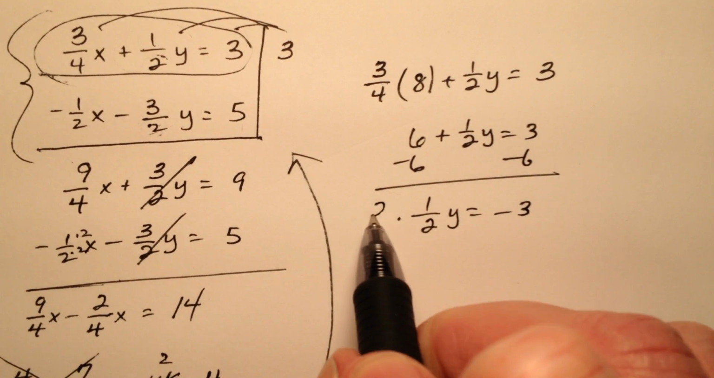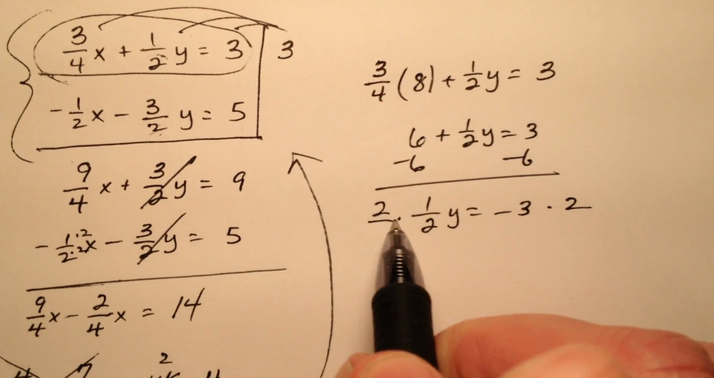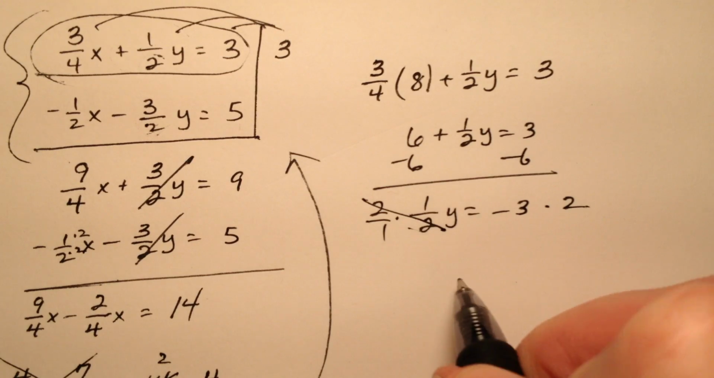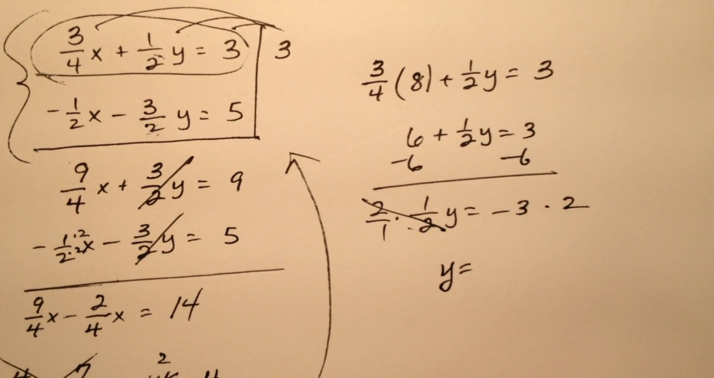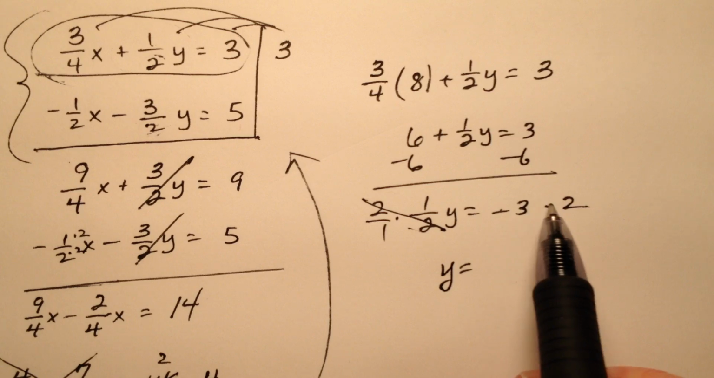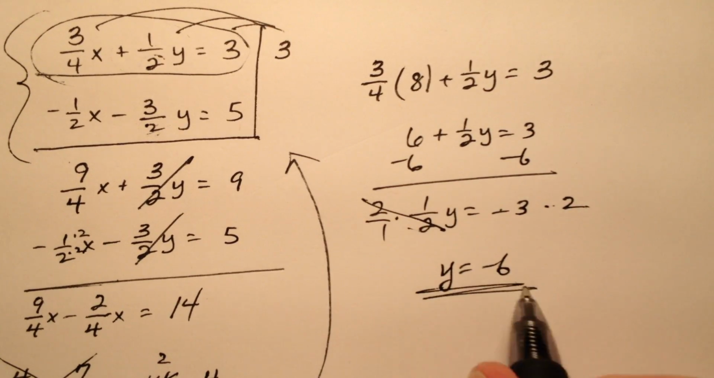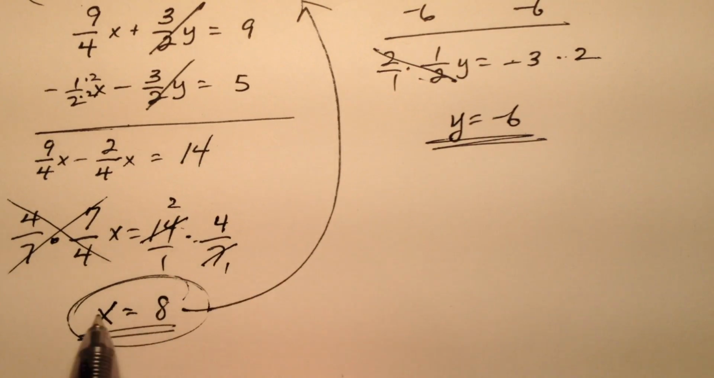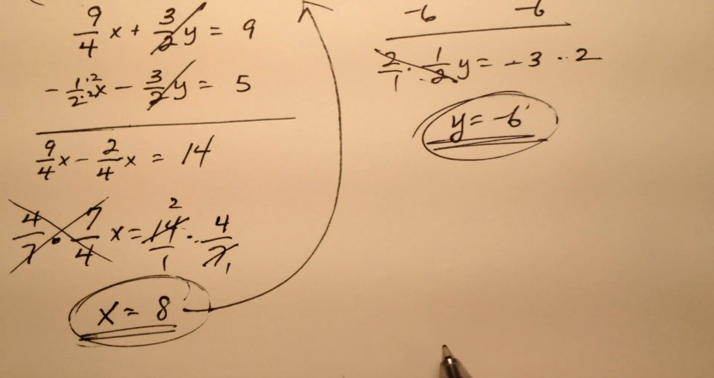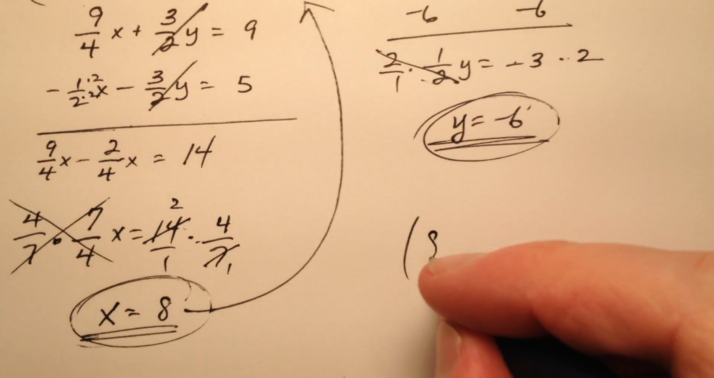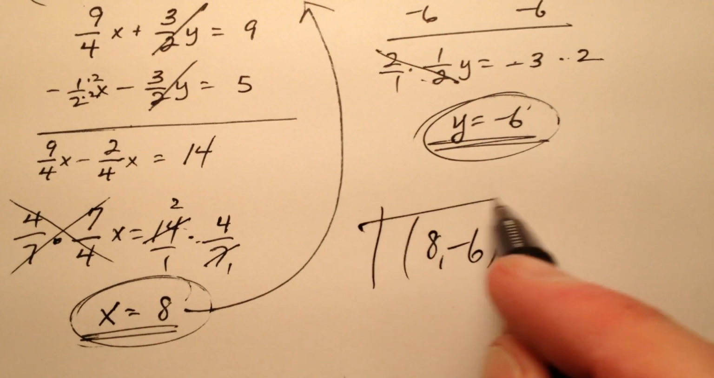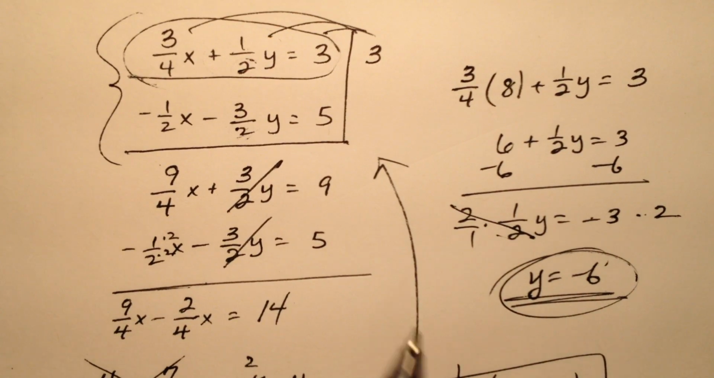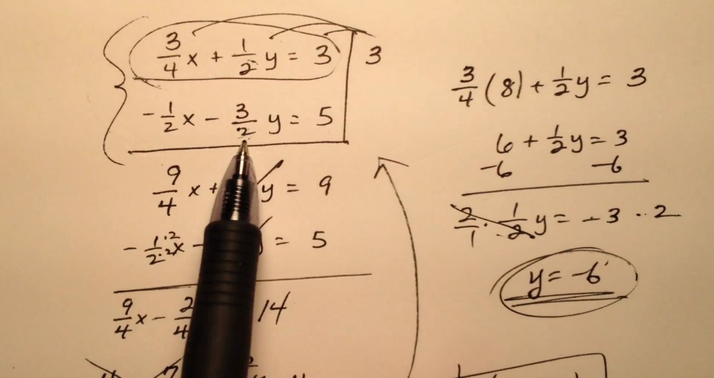So to get this y by itself, I'm going to multiply both sides by 2, or 2/1. So on that left side, those 2's cancel. I'm left with just a y. And on the right side, -3 times 2 will be -6. So now I have determined both values, my x and my y. So I'm going to go ahead and write the solution as an ordered pair, (8, -6). And (8, -6) is the ordered pair that functions as the solution for this linear system.